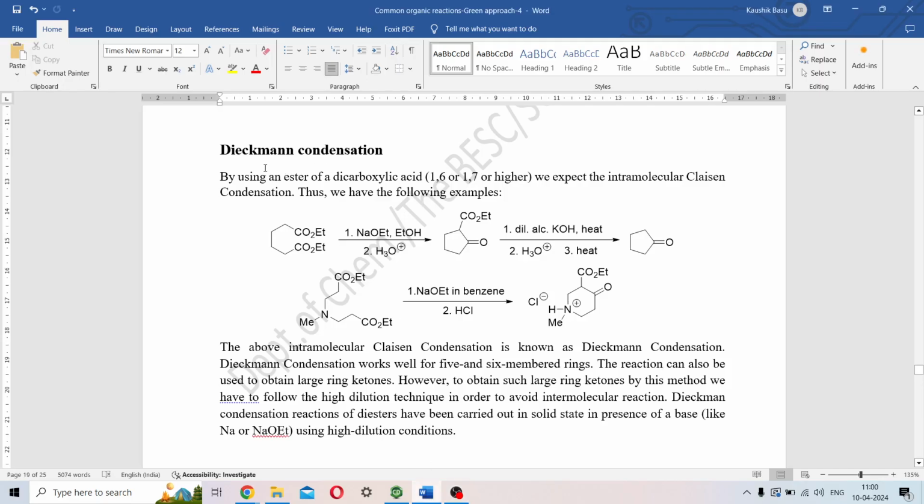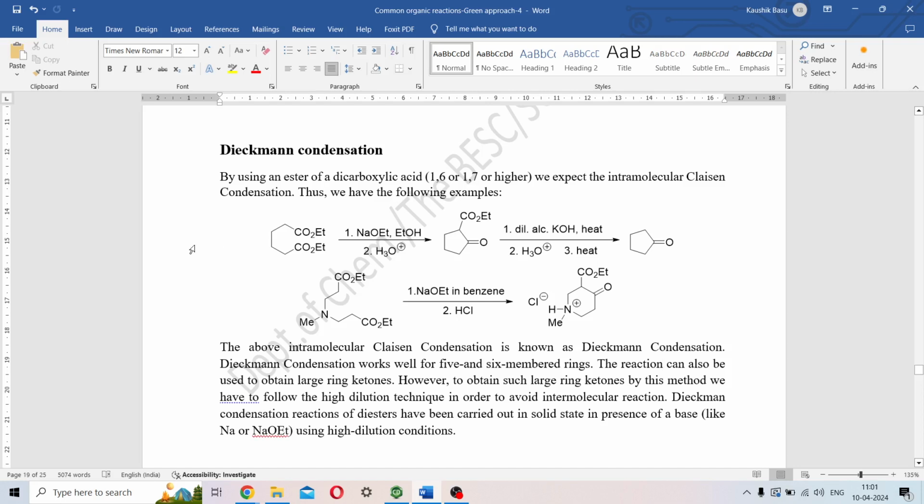Today we are going to discuss a couple of reactions. One is the Dieckmann condensation and the Friedel-Crafts reaction. We know all these reactions from our previous semesters, but this time we are going to highlight some modifications of these traditional reactions which have made them a more sustainable version of whatever we used to perform maybe 40-50 years back.